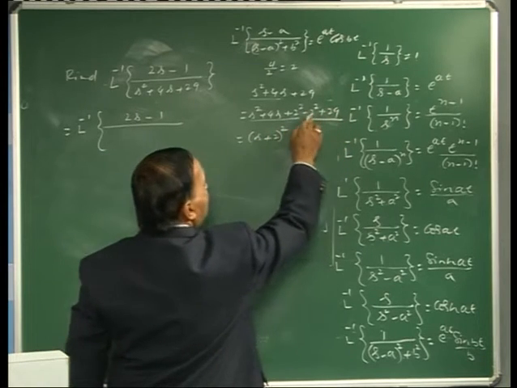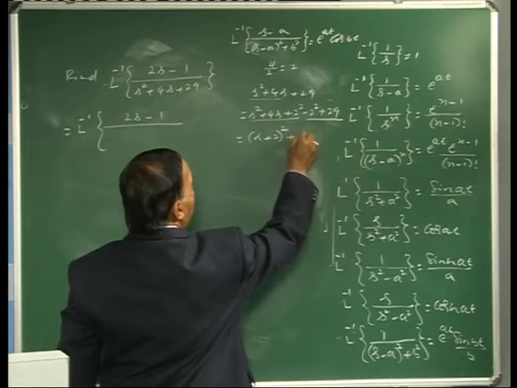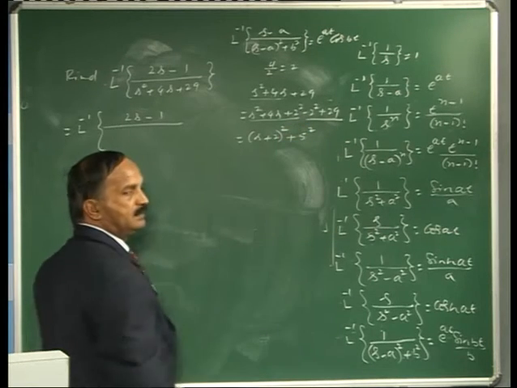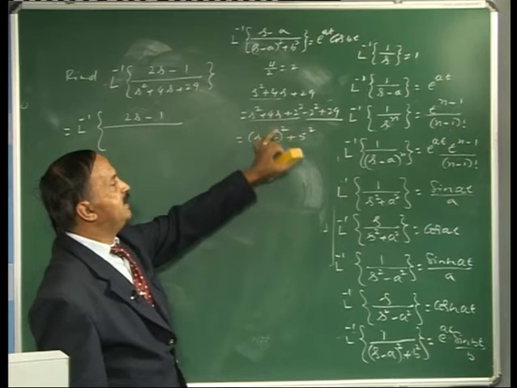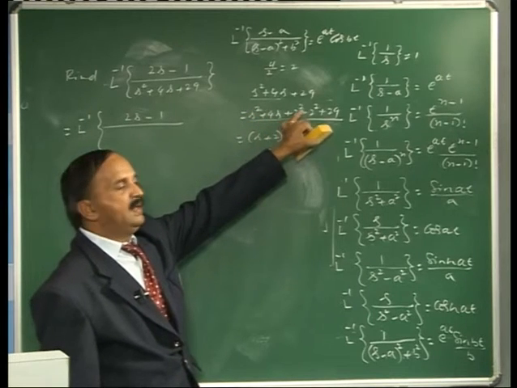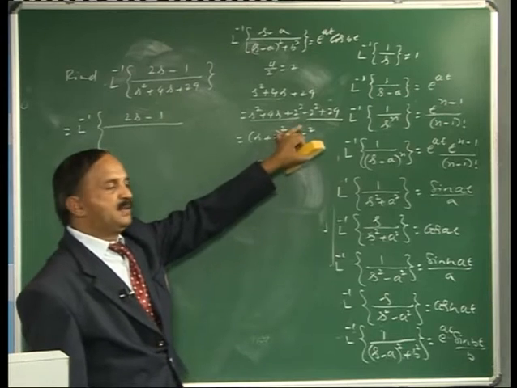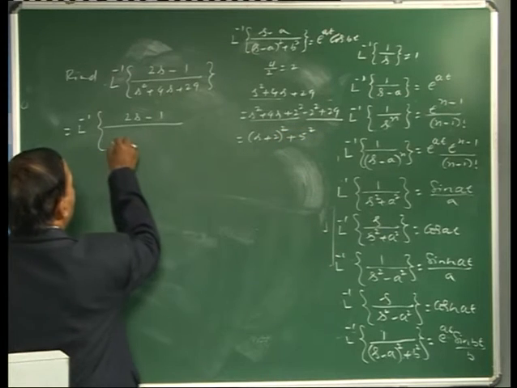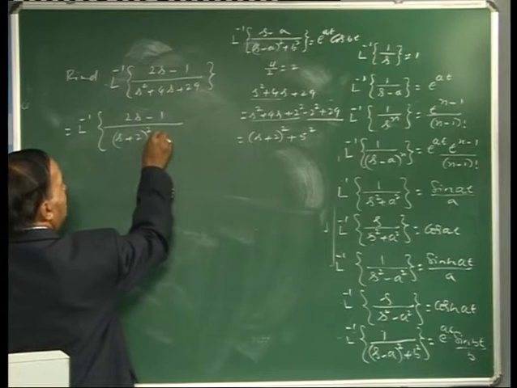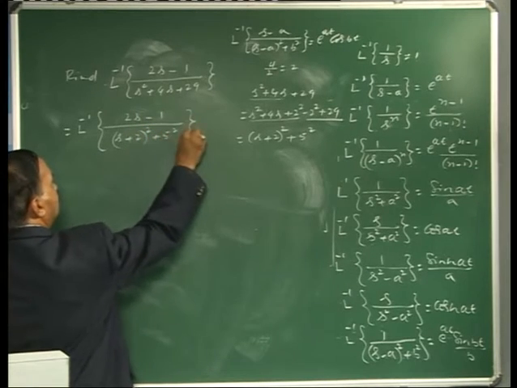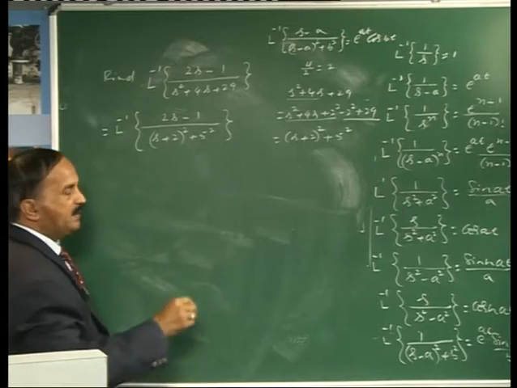And here 29 minus 4, 25. 25 is equal to 5 square. You can verify here s square plus 4s plus 2 square means 4. And here 25 minus 4 is 25, equal to 5 square. Now you substitute here. So s plus 2 whole square plus 5 square.